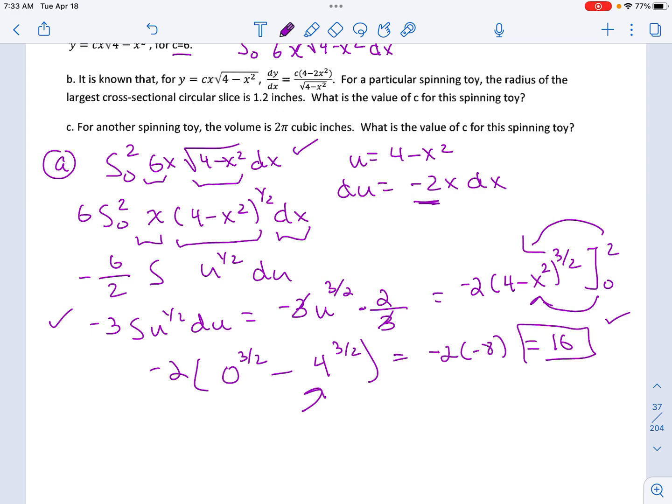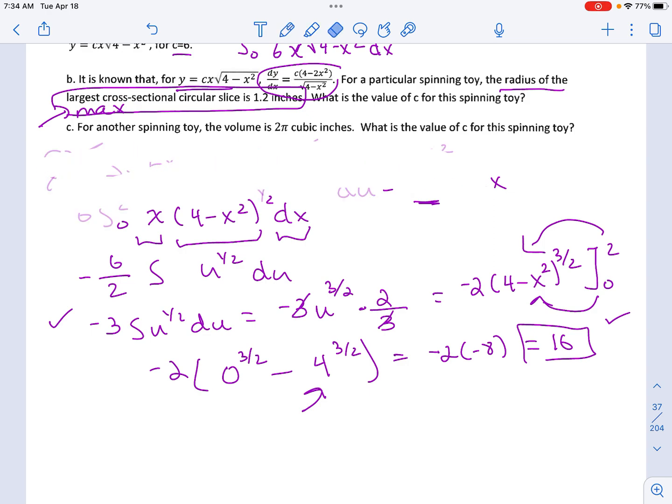Okay, part B says it is known that for this function, dy dx, so the slope, is given. The radius of the largest cross-section is 1.2 inches. So the radius of the largest cross-section, so it is giving us the maximum. What is the value of b for this spinning toy? Okay, so let's think about what this is telling us.